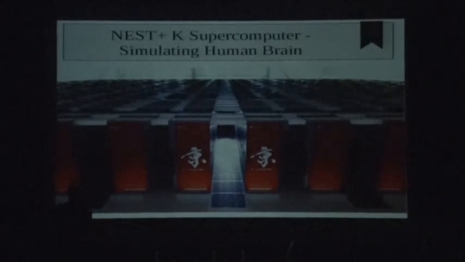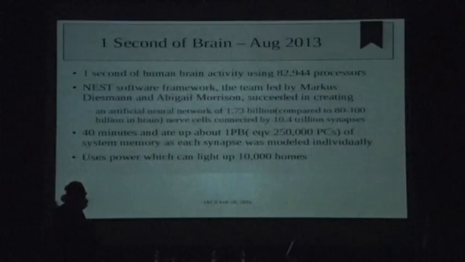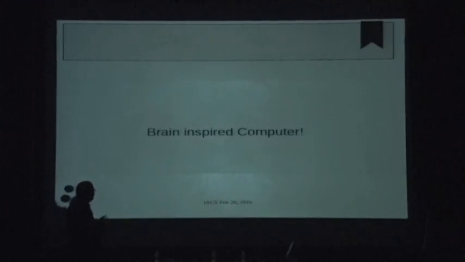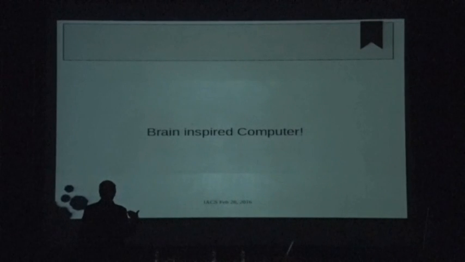Trying to simulate the human brain on supercomputers is not so easy. To simulate 1 second of human brain activity took 40 minutes on the fastest supercomputers: 83,000 processors, nearly 80 to 100 megawatts of power, and a huge amount of memory. But new developments are happening, and great smart computers are coming in.